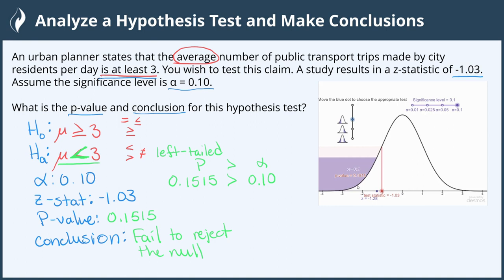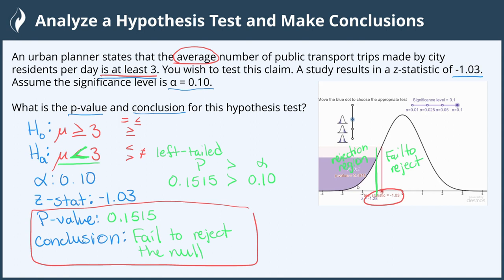We could have also looked at the test statistic and the critical value of negative 1.28. The critical value gives us our cutoff right here for the rejection region, which shows that our test statistic is falling within our fail to reject region. And so we had two ways we could actually have made our conclusion.